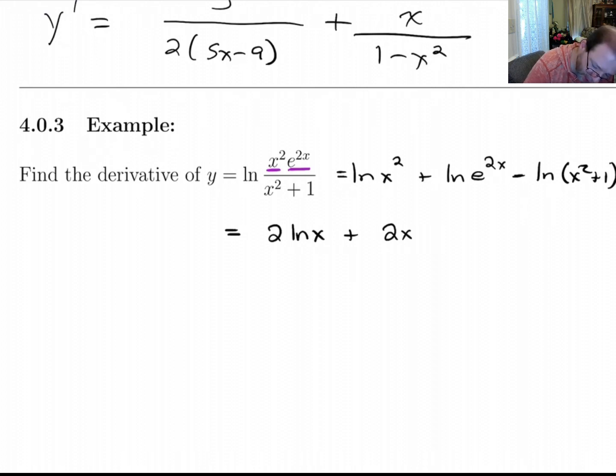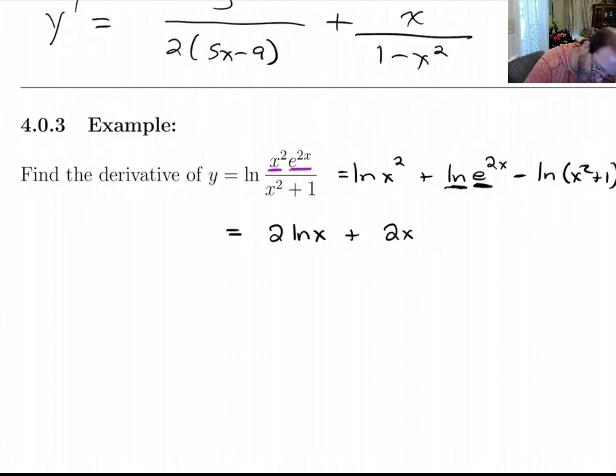There are two different ways you can think about that. You could either say, oh, the ln and the e undo each other and it gives you 2x. Or you could bring the 2x down front times the ln of e, and then ln of e is just 1. So I'm just going to write it as 2x. And then minus, nothing to do there, ln of x squared plus 1.